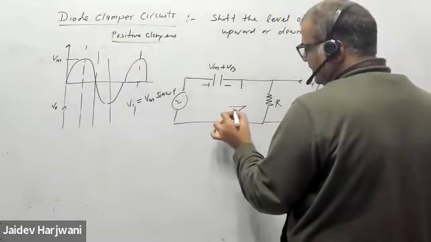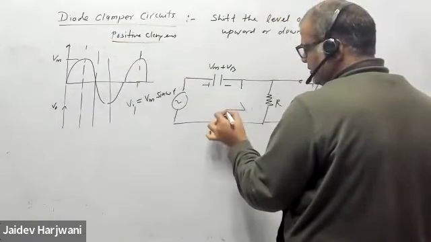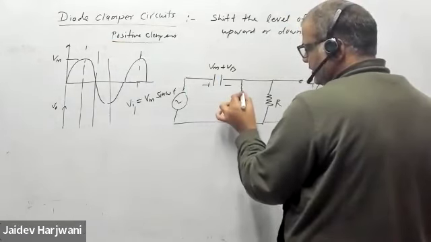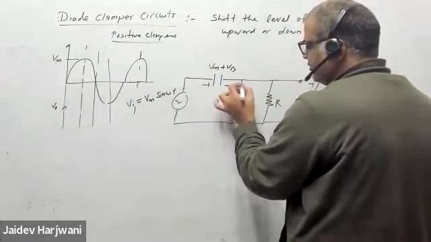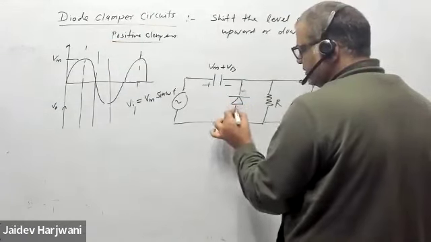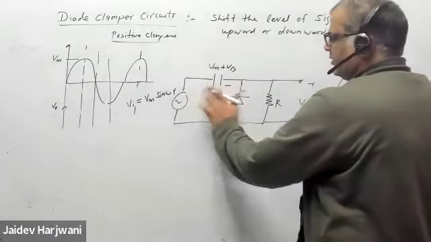Now you have to keep the diode like this, and this is the positive clamper. First time with only a diode. We will do it with only a diode. Now this is the diode.